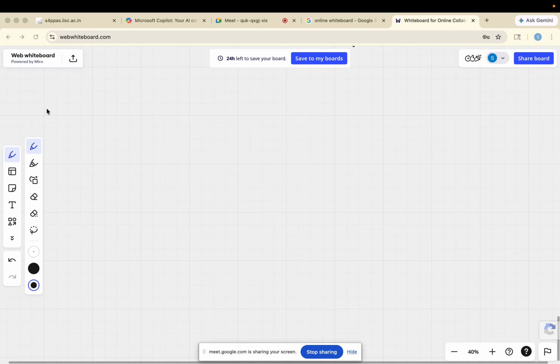Okay, now next, write down here, this side write down functional group, and this right side write down reduction product.